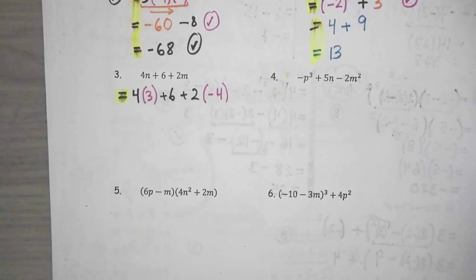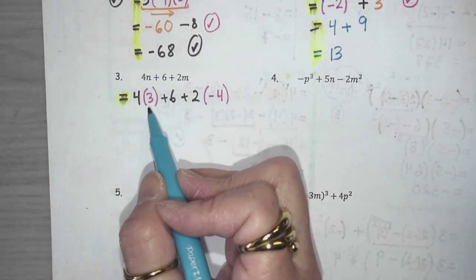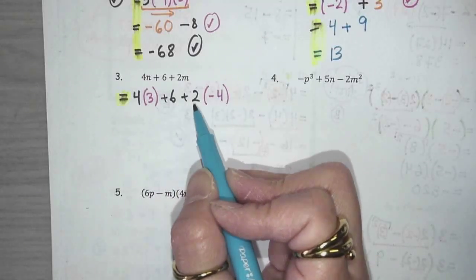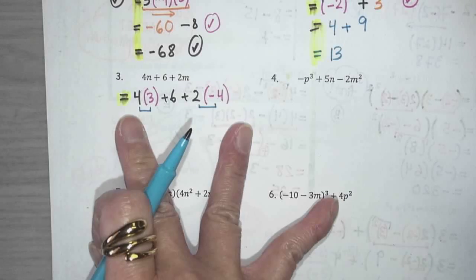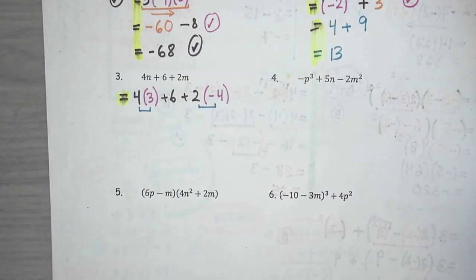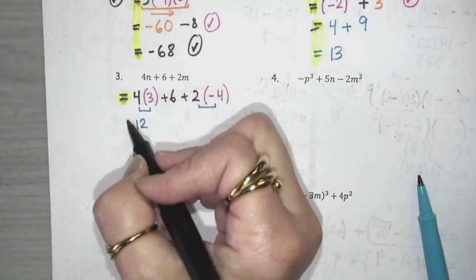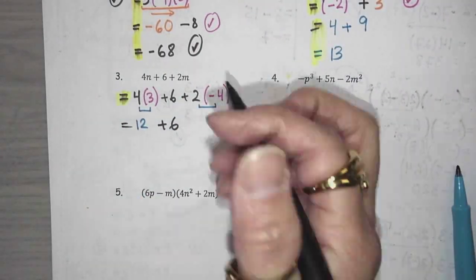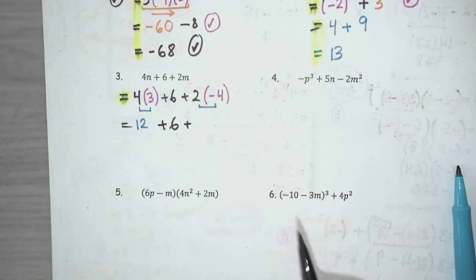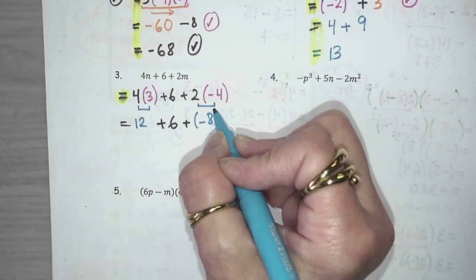Okay, now look to see what we have. Reading it left to right. 4 times 3 plus 6 plus 2 times -4. So we need to get those two fixed here first. So 4 times 3 is 12. Leave the 6. And then we have plus 2 times negative 4. 2 times negative 4 is negative 8.